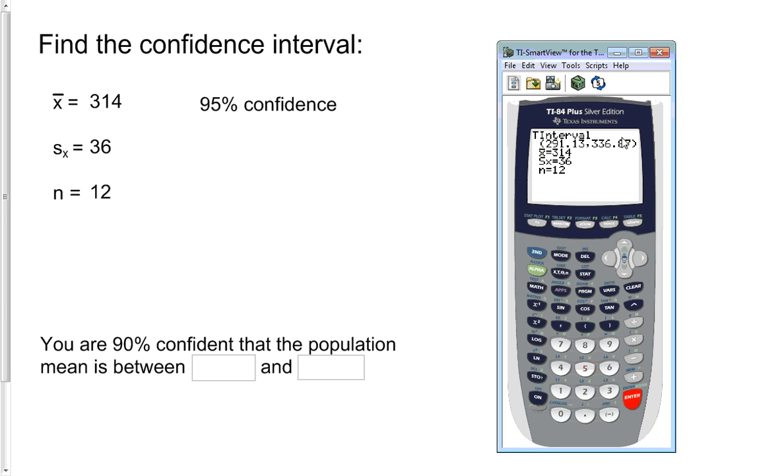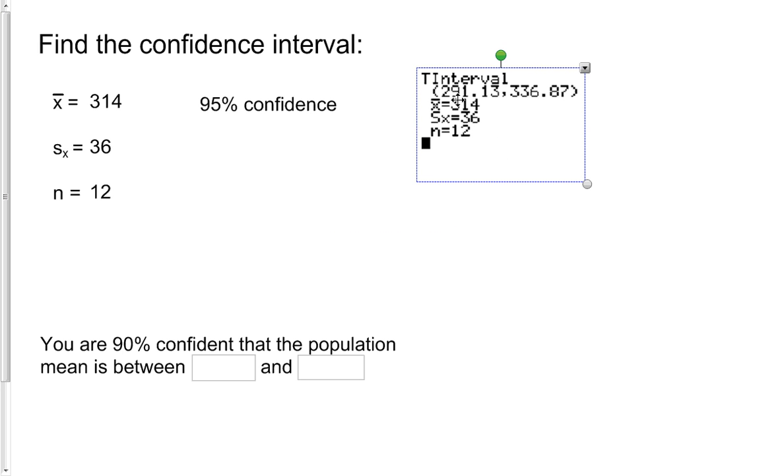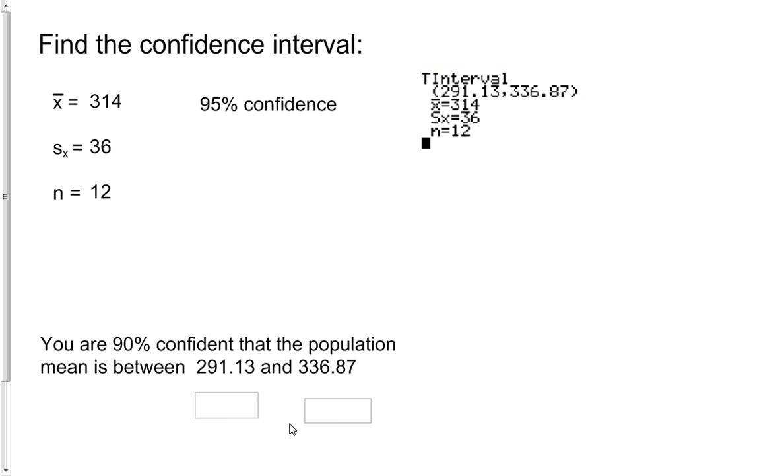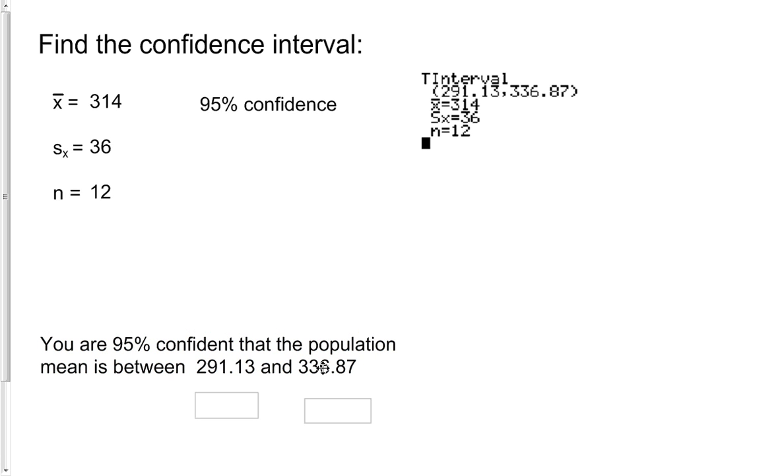Now you'll notice that it takes the calculator a little bit longer to figure out a t interval than a z interval. That's because it's a lot more work to do that. However, given that it's a calculator and it takes only a second, we don't really care. Anyways, our t interval here comes out to be something between 291 roughly and 337. So we are 95% confident that the population mean is between 291.13 and 336.87. So that is the interval where we think the true mean of the population falls.